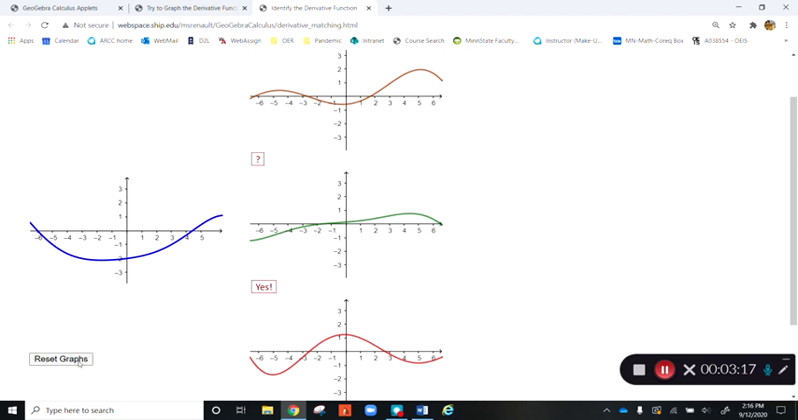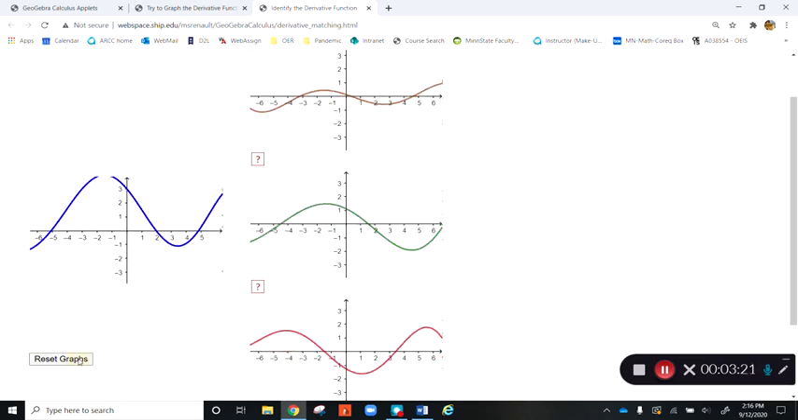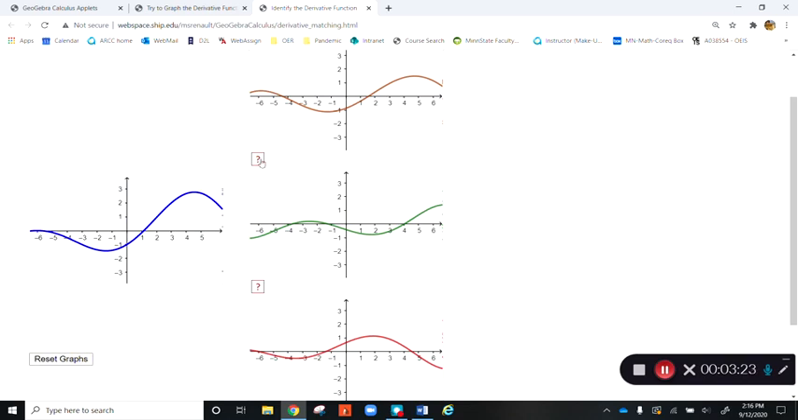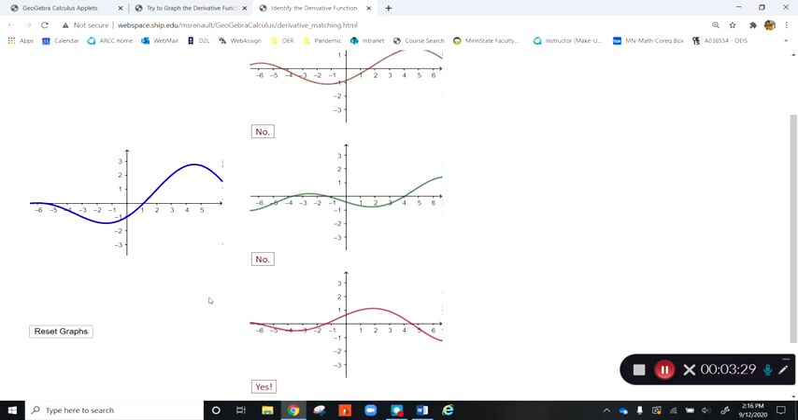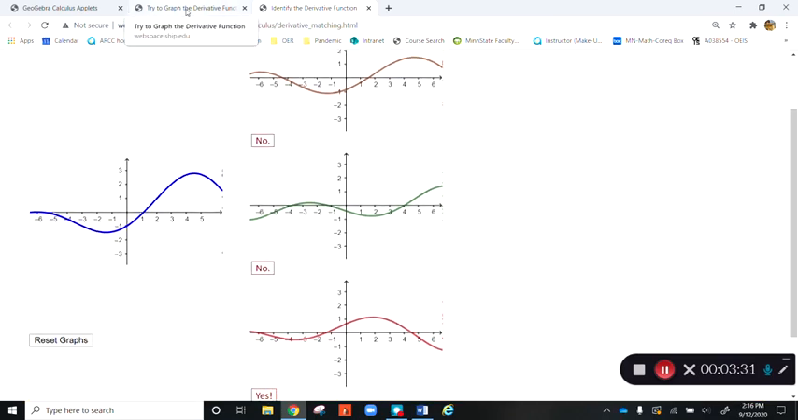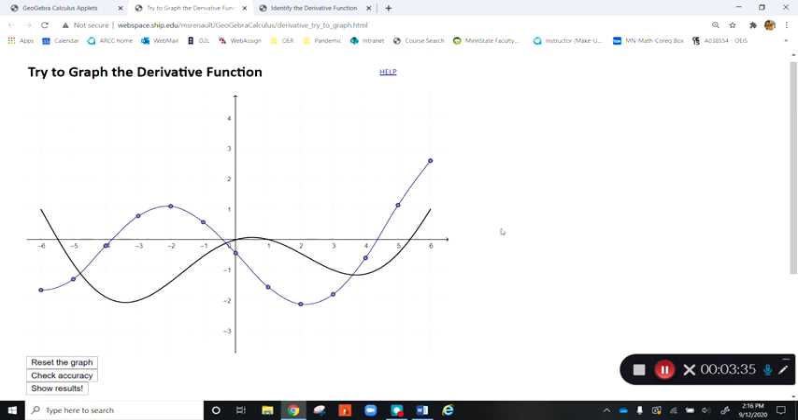And you can reset it, and you can do this over and over again with different examples, just to test yourself. And if you check and it's wrong, it'll tell you no. And if you check until you get it right, it'll tell you the right one. So there's that, and I'll send you a link to this. And another similar exercise is to attempt to draw the derivative of a graph.